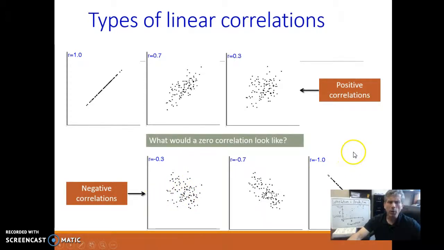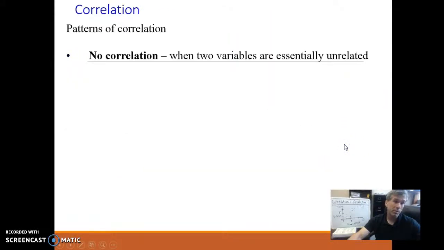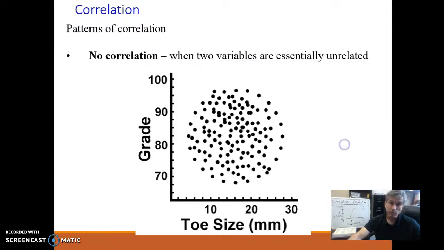Now, what do you suppose a zero correlation would look like? If two variables weren't correlated at all, what would their scatter plot look like? Well, I'll go ahead and show you. It's my job, I guess. So a no or null correlation is when two variables are essentially unrelated. You'll be pleased to know that the size of your toes has no relationship whatsoever with your grades, either on exams or overall. Those two variables, you can measure them, you can correlate them, but you're going to find that there is no consistent relationship there.